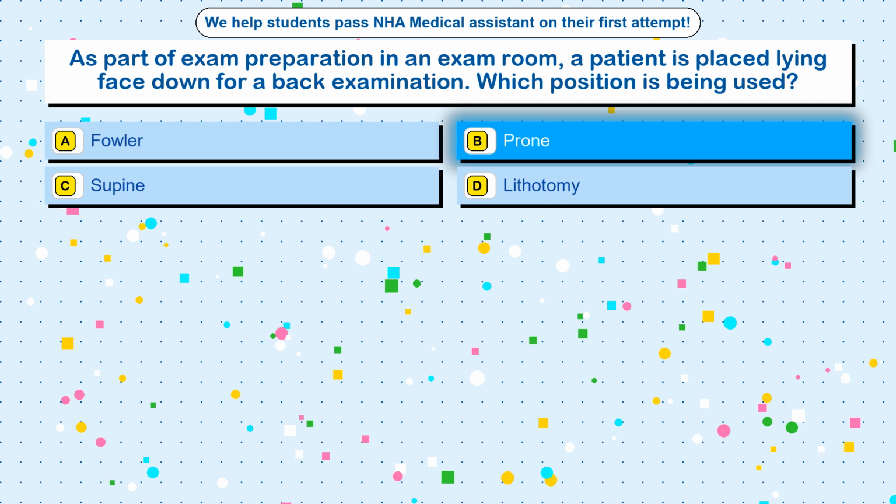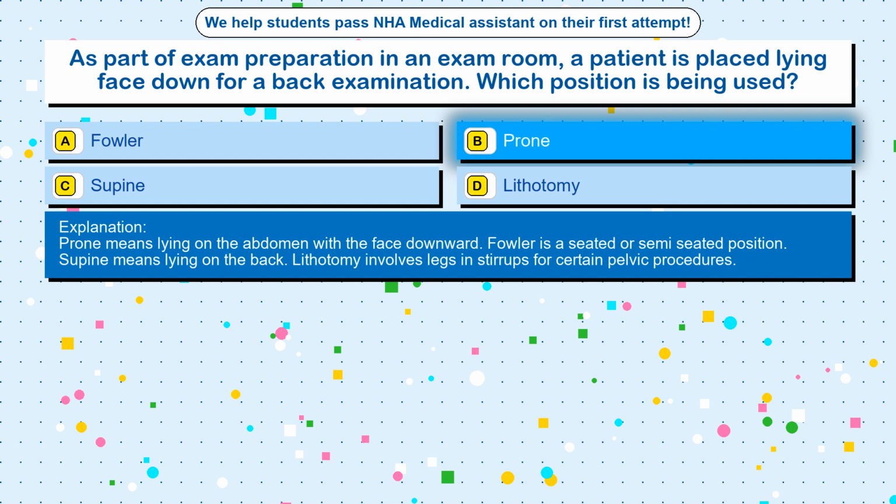The correct answer is option B, prone. Prone means lying on the abdomen with the face downward. Fowler is a seated or semi-seated position. Supine means lying on the back. Lithotomy involves legs in stirrups for certain pelvic procedures.